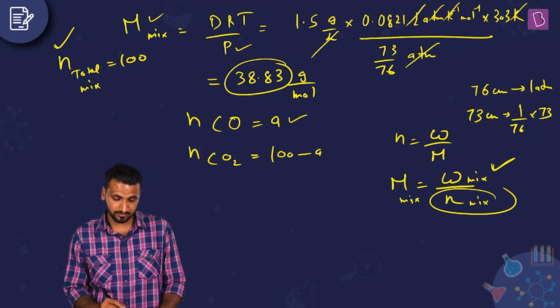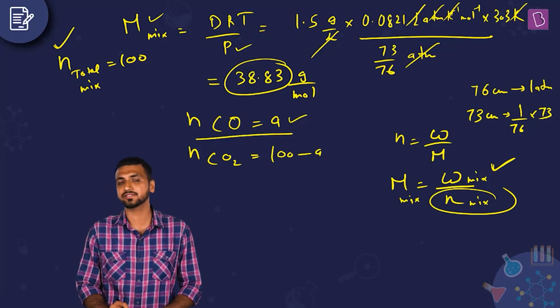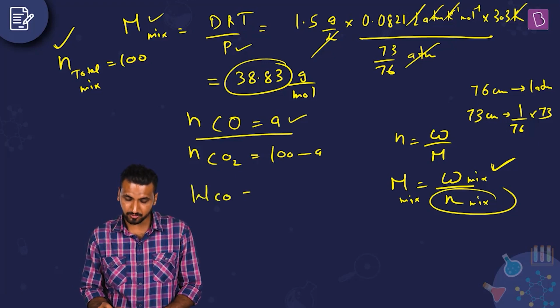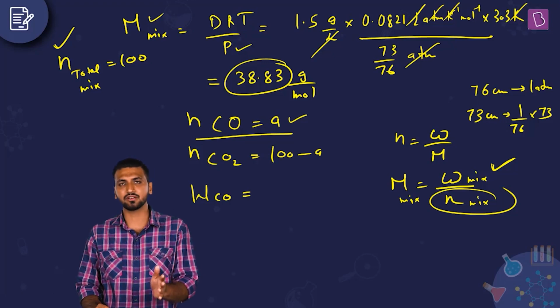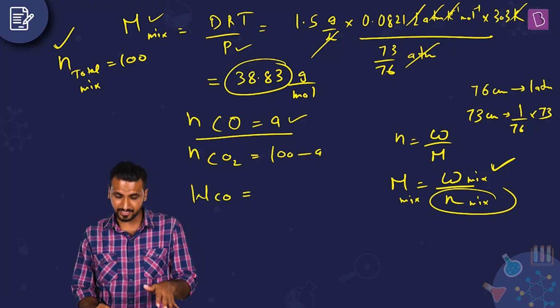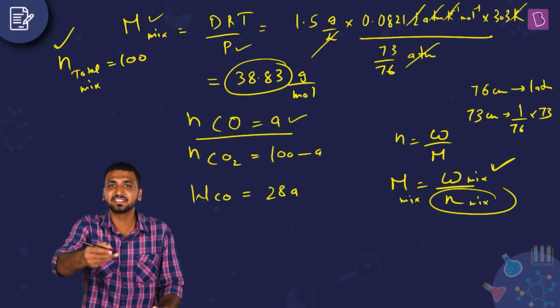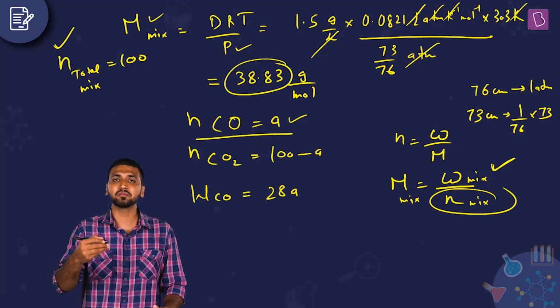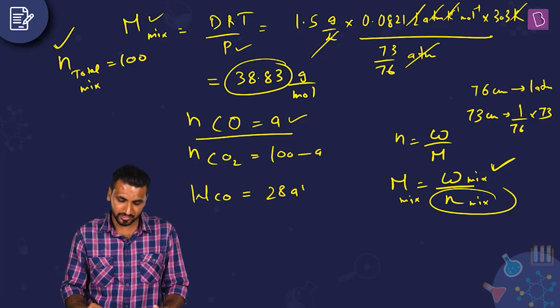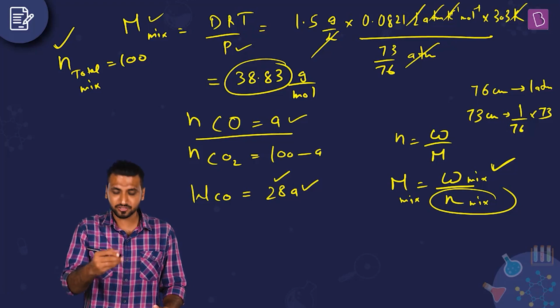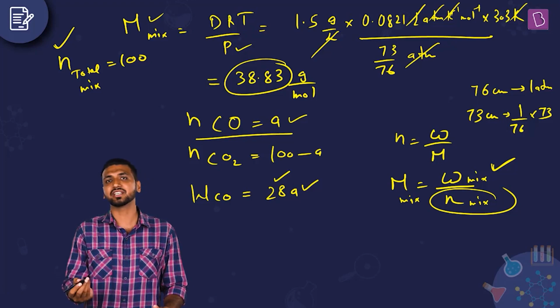So if I assume the moles of carbon monoxide as A, then the weight of carbon monoxide will be, carbon is 12, oxygen is 16, 28A. How is this 28A? See, moles is given weight by molar mass. So weight will be moles into molar mass. Moles was A. Molar mass was 28. So given weight will be 28A.